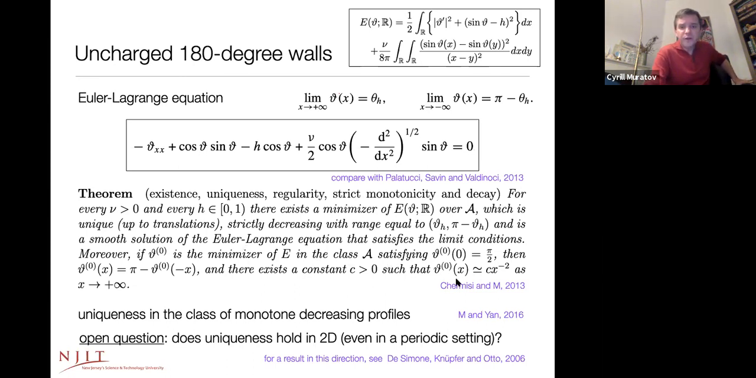Now, one other thing to notice is that we also obtained the asymptotic decay of the solutions, and the decay is algebraic because of the presence of the non-local term, instead of the exponential, which would be what you get if this term wasn't there.